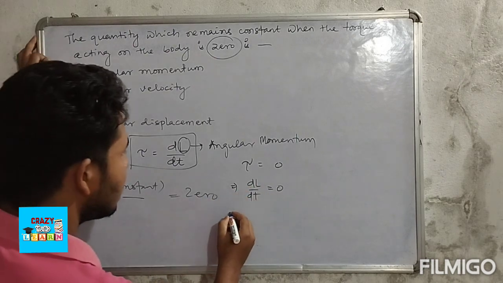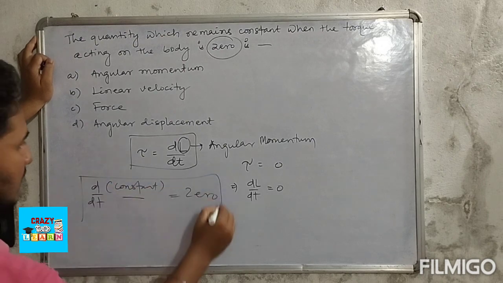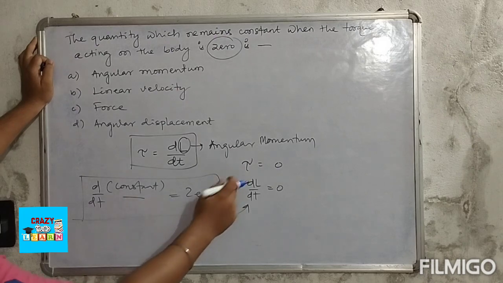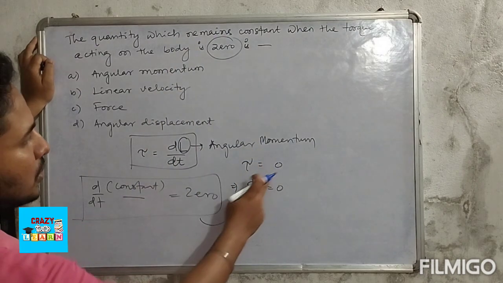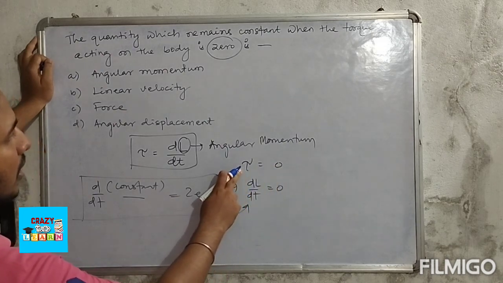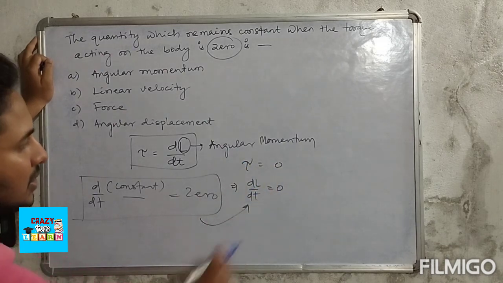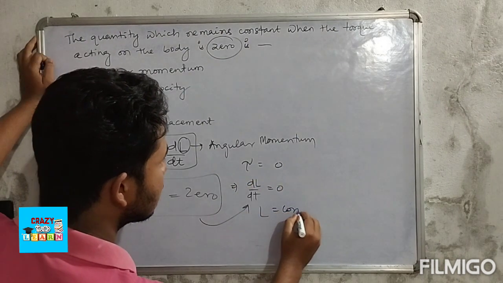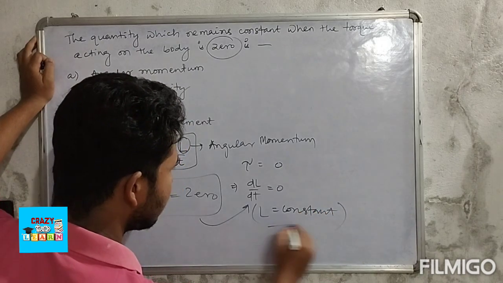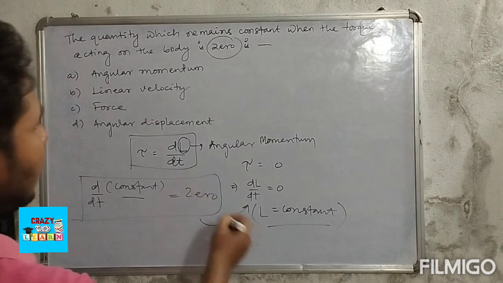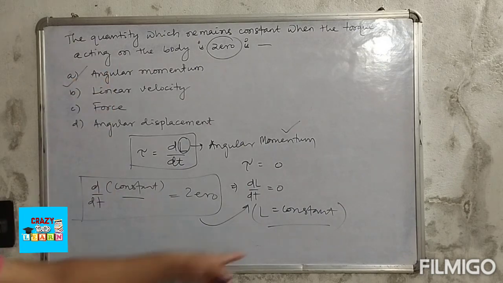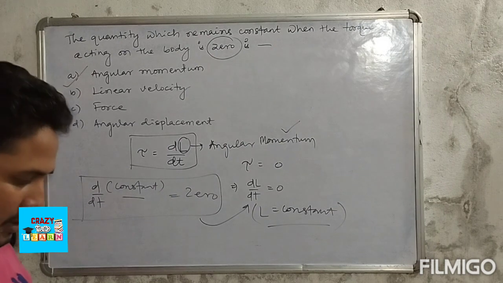Now if you relate this with this, we know the derivative of a constant is 0, and from the given question we know that torque tau is equal to 0, as torque tau is equal to dL by dt. So dL by dt is equal to 0. When dL by dt is equal to 0, this L is a constant. And what is L? L is the angular momentum. So which factor remains constant when the torque acting on the body is 0? The angular momentum is constant. Clear?